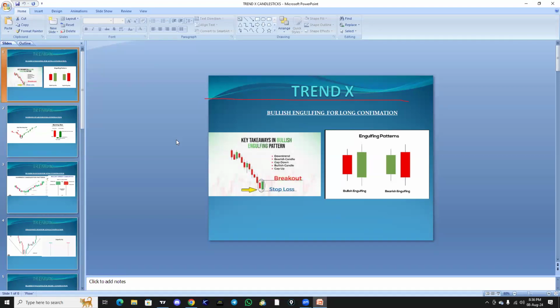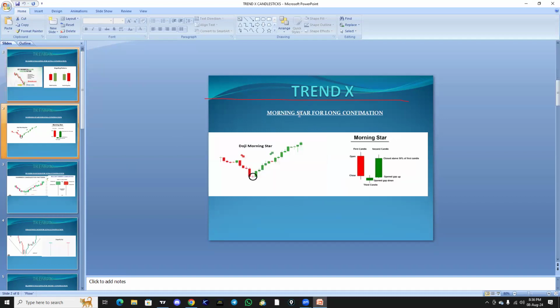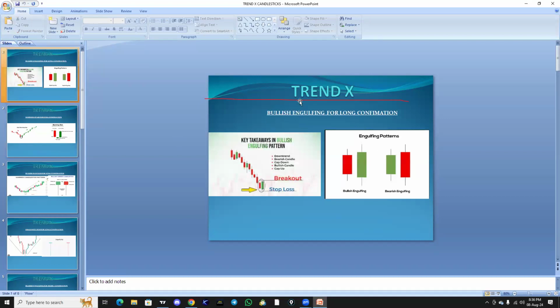for bearish. I don't know, someone is using a tool on my screen. Can you remove this, guys? Somebody is using a sketch or a pen tool? Yeah, thank you so much.